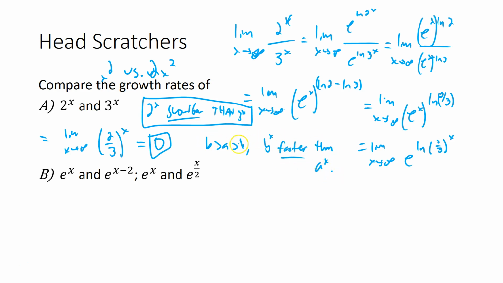That's kind of a fun little proof to do if you want to try it. So if b is greater than a greater than 1, b to the x will always grow faster than a to the x. It pretty much follows the same proof, but it's kind of interesting to think about.